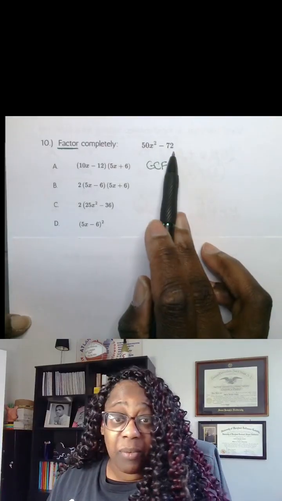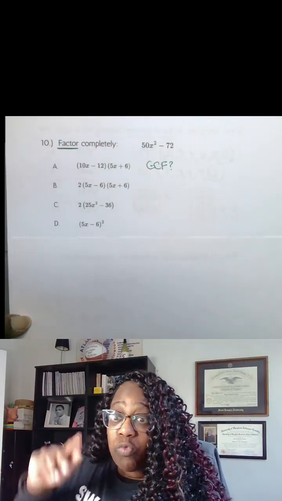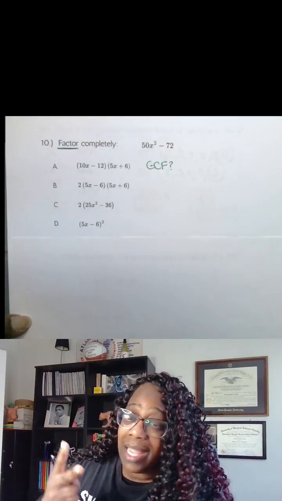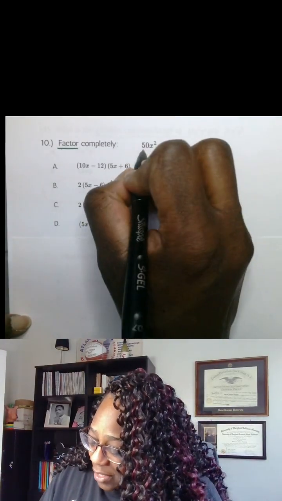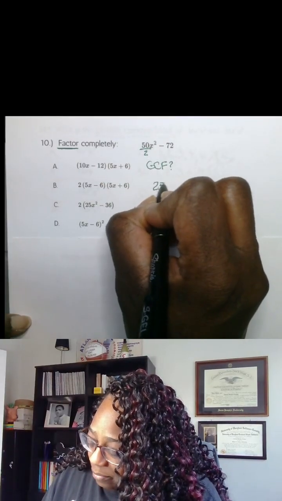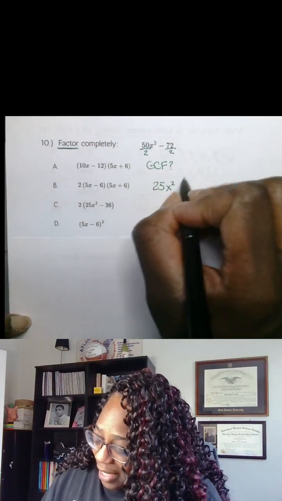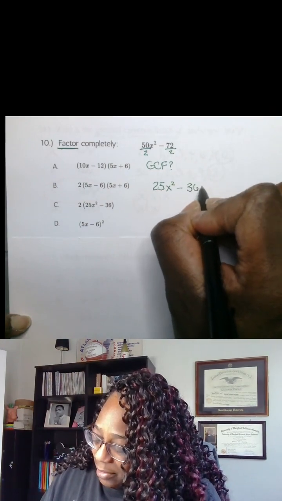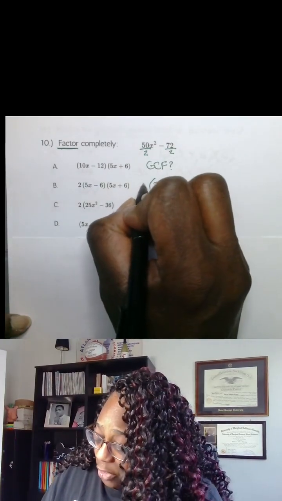Well, we have 50 and we have 72. So 50 and 72, they're both even numbers. So right off the dome, I know I have a factor at least of 2. And if I need to go a little higher, I can. But I know if I take 50 and divide that by 2, I'm going to get 25, and I'm going to bring down the x squared. If I have my 72 and I divide that by 2, let me put that minus sign there, I'm going to get a 36. So that's telling me I have a GCF, which is 2.